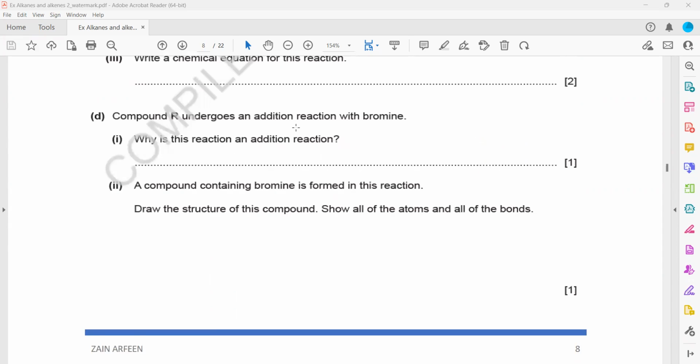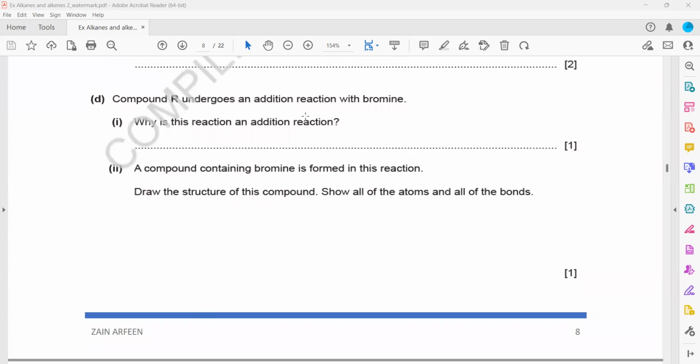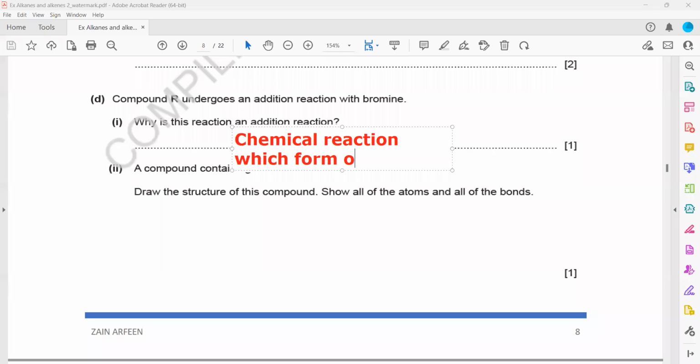Compound R undergoes an addition reaction. What is an addition reaction? How do we define the term addition reaction? It is an addition reaction because the bromine molecule gets added across the carbon-carbon double bond. The term addition reaction also refers to a chemical reaction in which only one product is formed. So many reactants combine to form one product, and we call that an addition reaction.